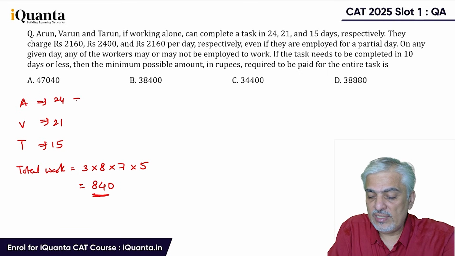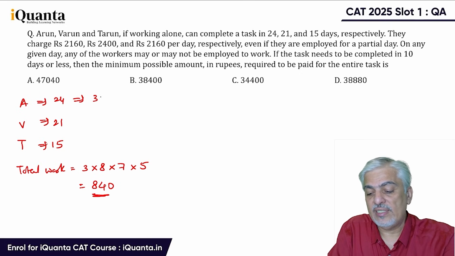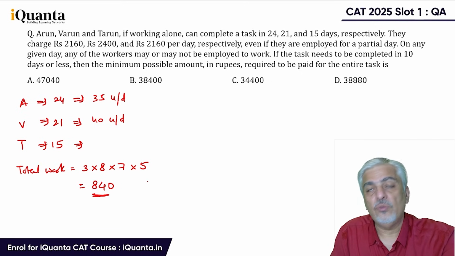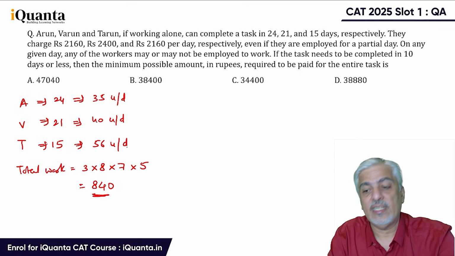So how much work is A doing in one day? 840 divided by 24, so 35 units is what A is doing per day. How much is V doing per day? V will do 40 units per day. And T will do 56 units per day. So this is the initial data which I've already taken.